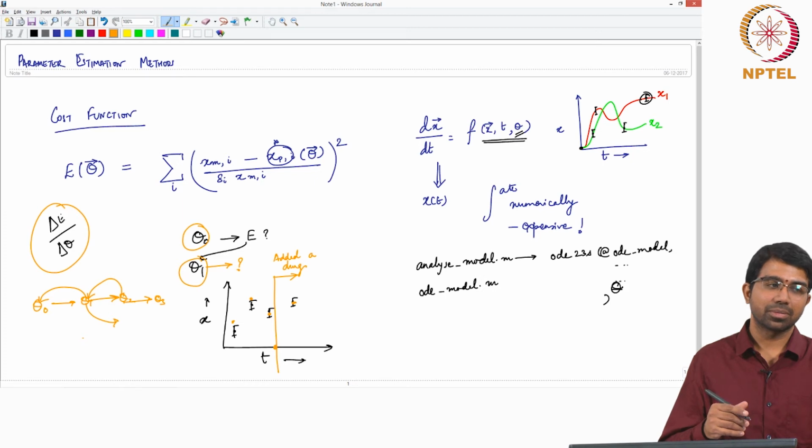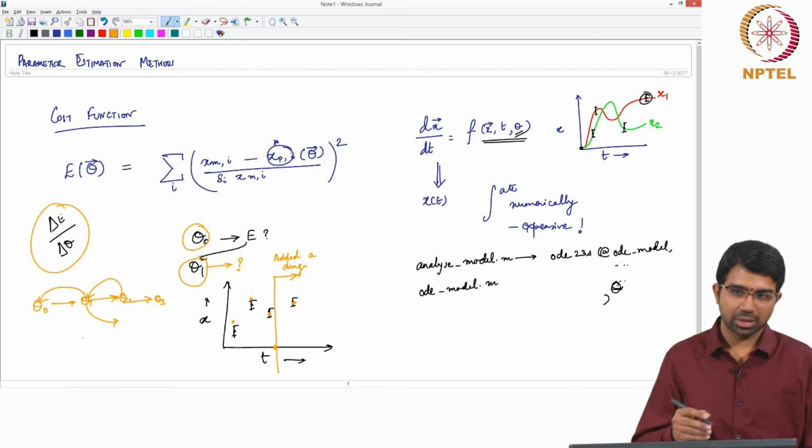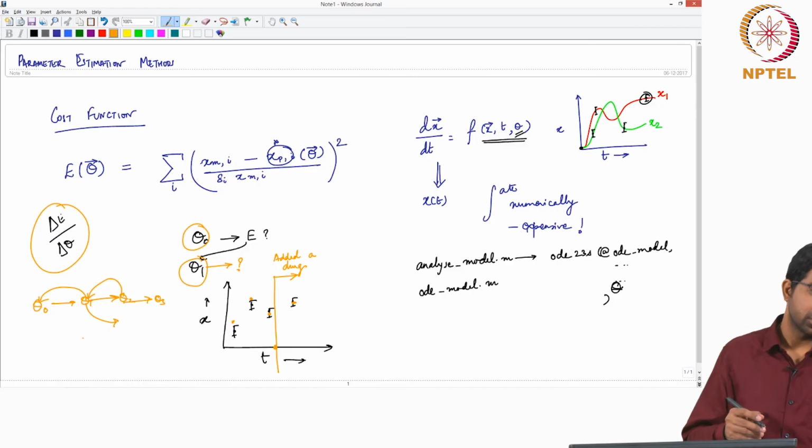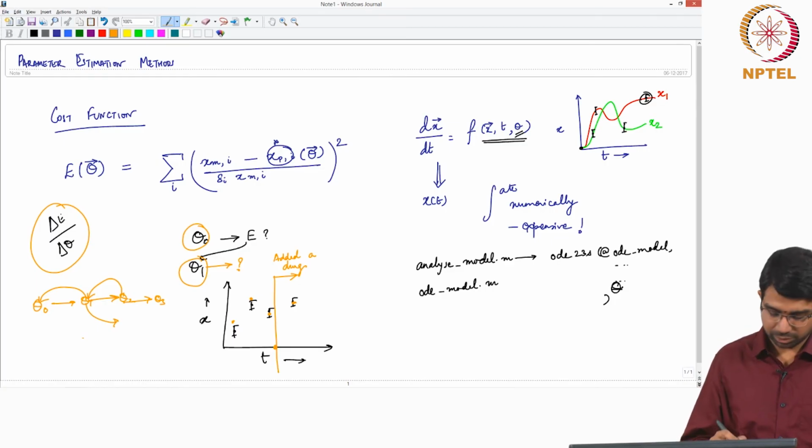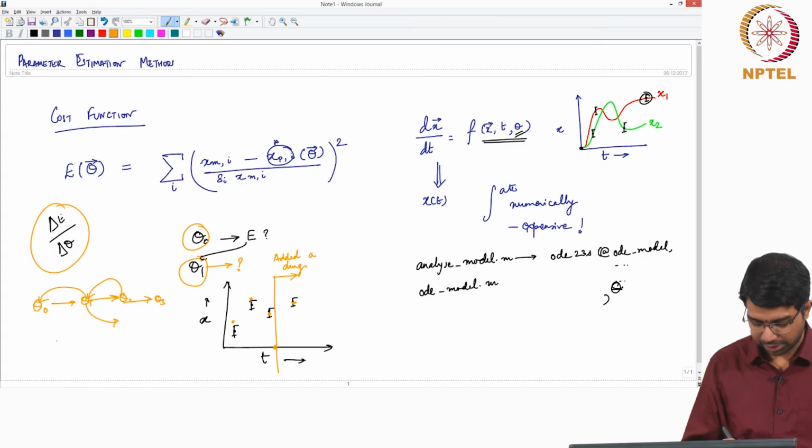It is possible. I will get a gradient, but the convergence rate will not be good. For a non-linear system, you cannot rely on gradient. No, see, how will you compute gradient?